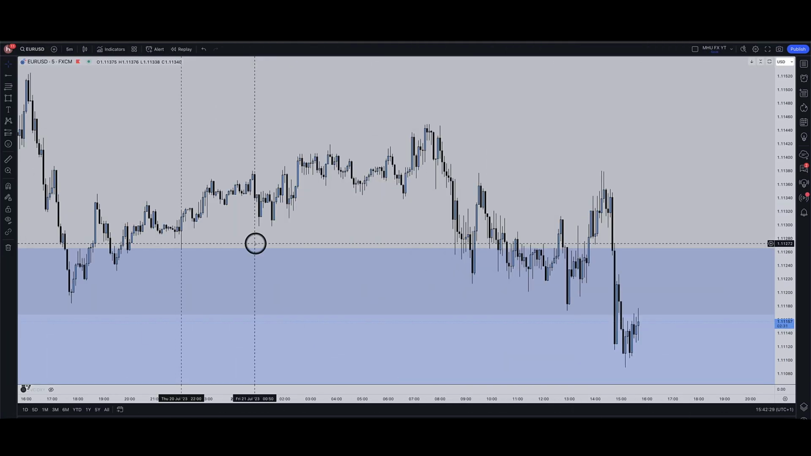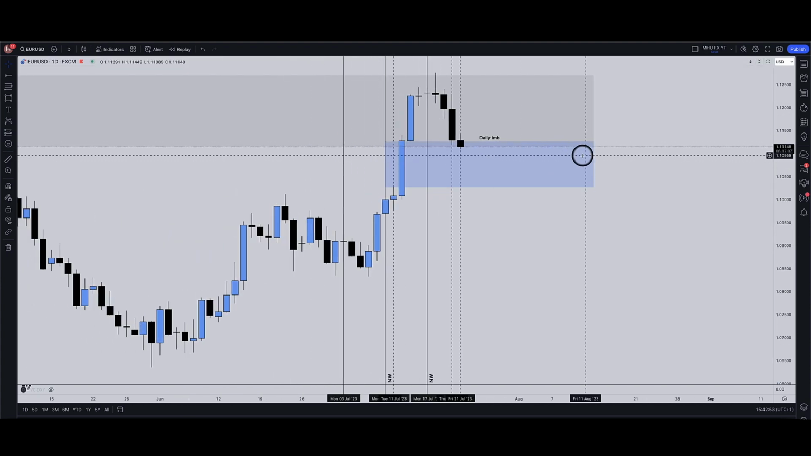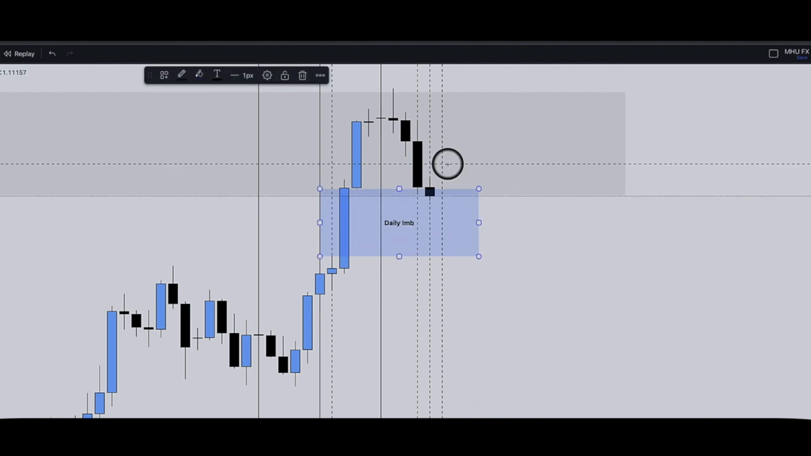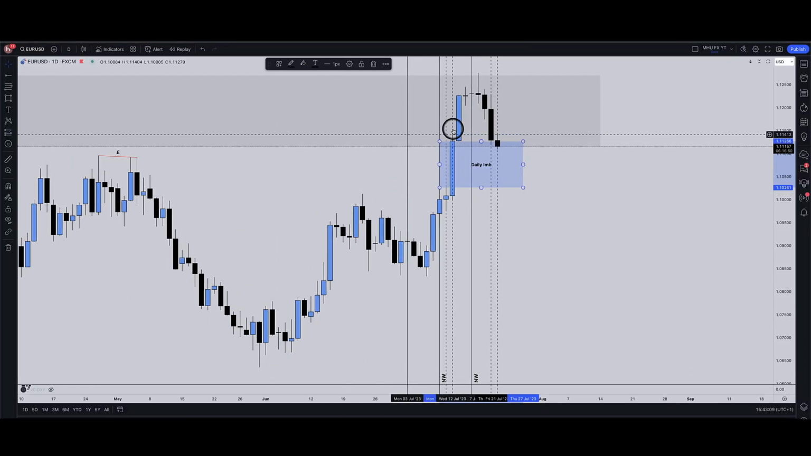So now I'm going to show you guys the exact same thing, but on the EURUSD. Look at that. We have a daily imbalance here. This is our daily imbalance. I'm expecting price to turn around soon, even if it's just for a little small retracement. But ultimately, I'm bullish on EURUSD.